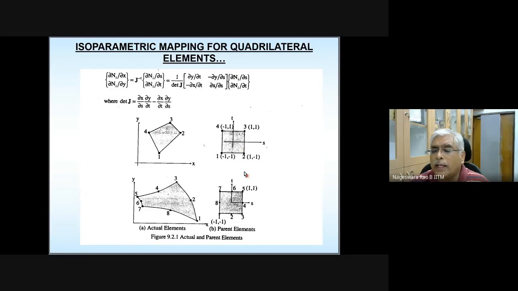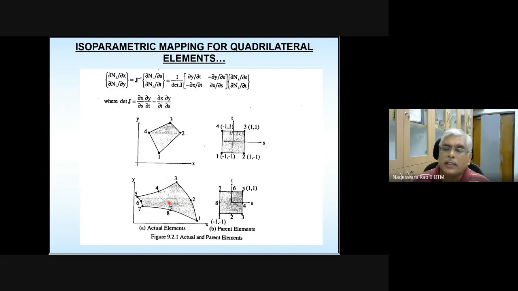And so hope you have taken note of these two elements, the actual element as well as the parent element. And you can see here how the nodes are numbered. Nodes are numbered 1, 2, 3, 4 in the counterclockwise direction. Here also nodes are numbered in the counterclockwise direction. And here also, the nodes are numbered in the counterclockwise direction, but you can see there's 1, 2, 3, 4, 5, 6, 7, 8. Okay, the nodes are numbered in the counterclockwise direction.